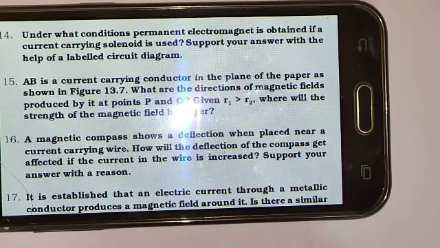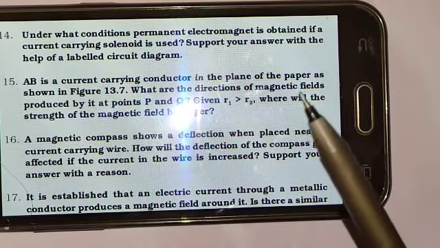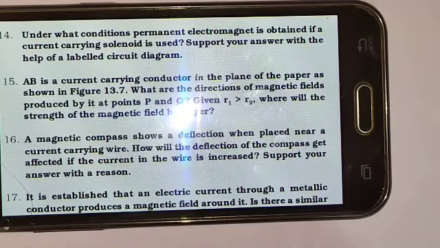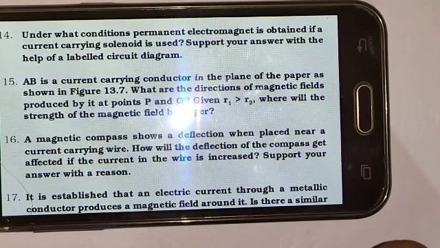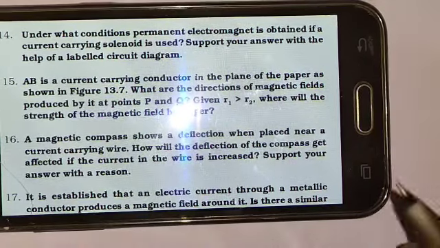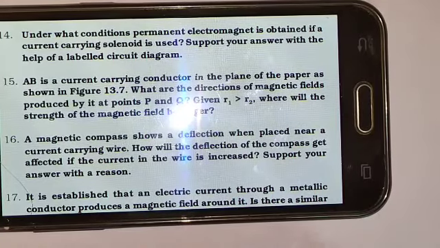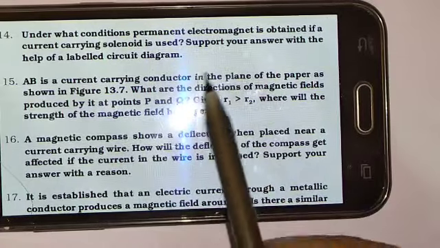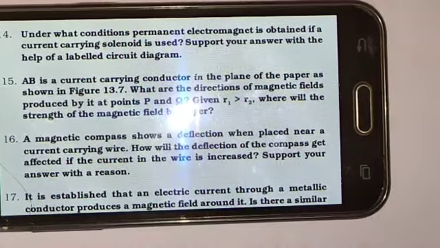Okay, now we have to answer the question, like what are the conditions in which the solenoid is going to produce a permanent electromagnet. It means initially it is going to show the magnetic properties due to the current flowing through it, but after that it is going to be a permanent magnet. It becomes a permanent magnet because of the electricity, so that's why we are calling it a permanent electromagnet. And this is the case of a solenoid. Support your answer with the help of a labeled circuit diagram. Okay, no issues, I'll show the diagram also.